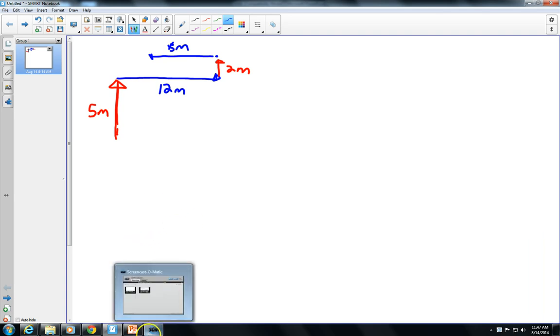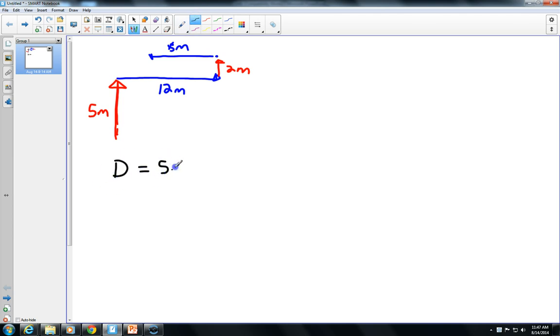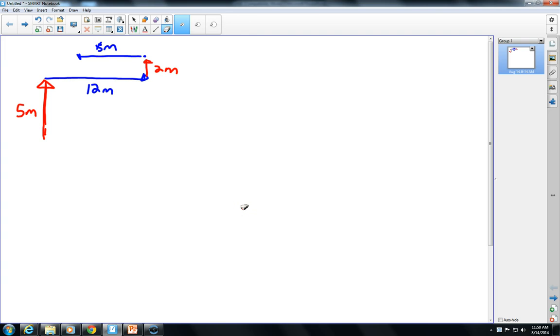Now the distance you traveled is pretty simple. The distance would just be 5 meters plus 12 meters plus 2 meters plus 8 meters. And that comes out to be 27 meters. That would be embarrassing if I did that wrong. Okay, so we know how to do the distance.